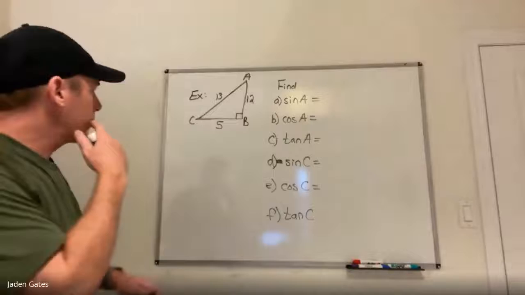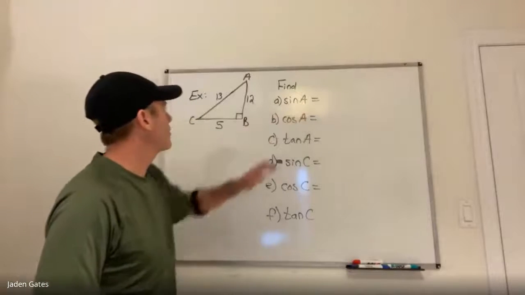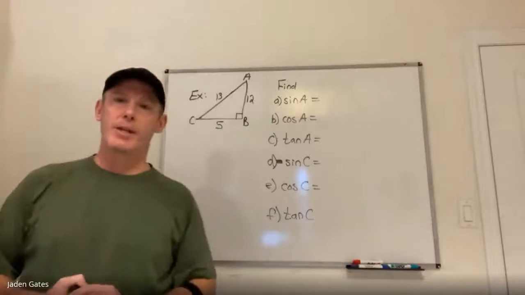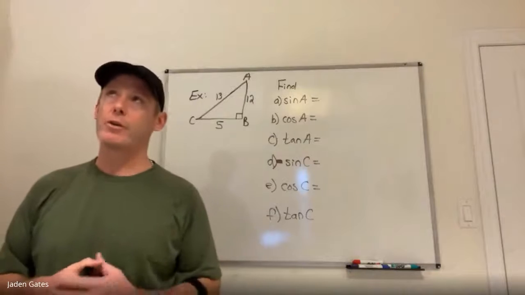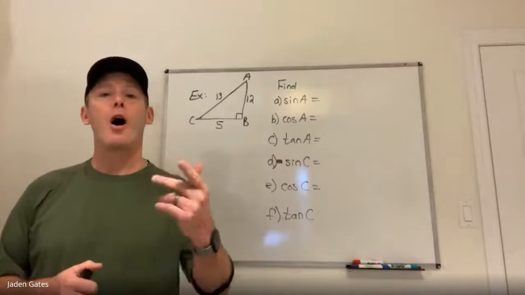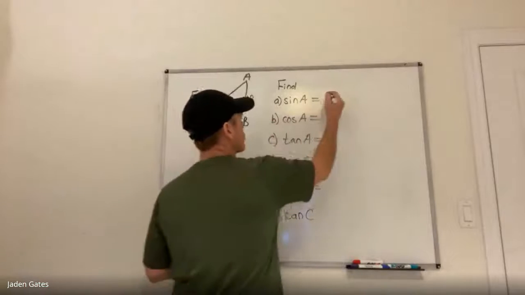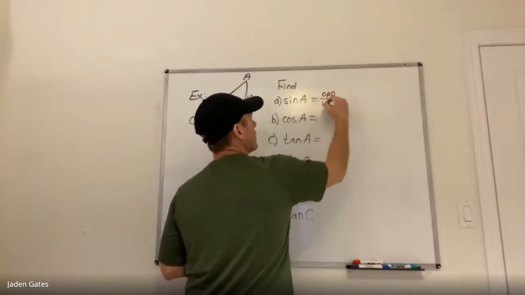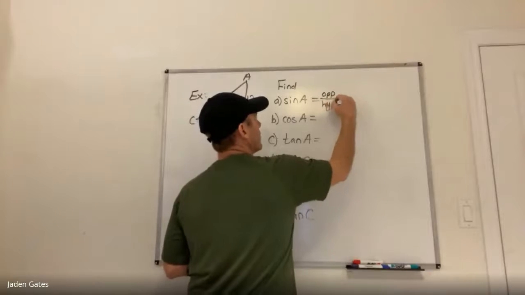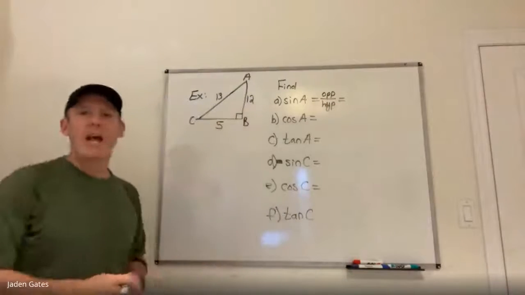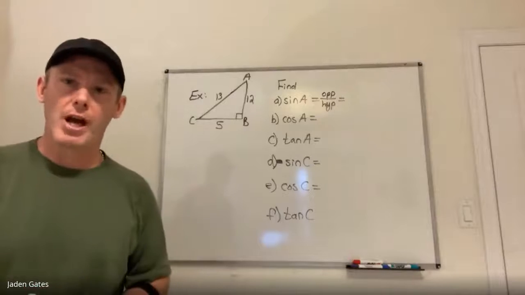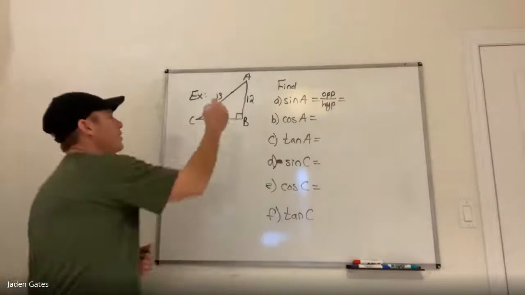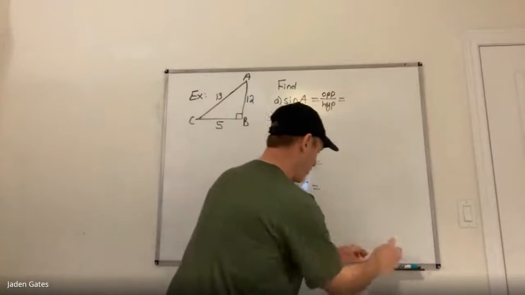Now, let's start off with the sine of A first. What the sine of A means is I'm looking for the sine ratio, sine on highway, opposite divided by the hypotenuse. So opposite divided by the hypotenuse. Now here's the thing. The A is telling us which angle we're looking from. So here we go. We're looking from angle A.